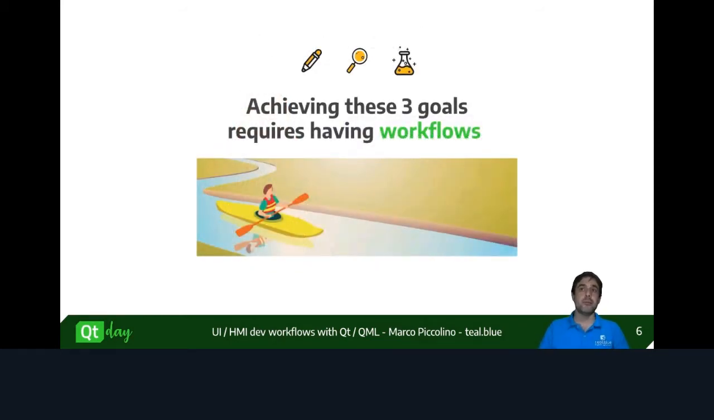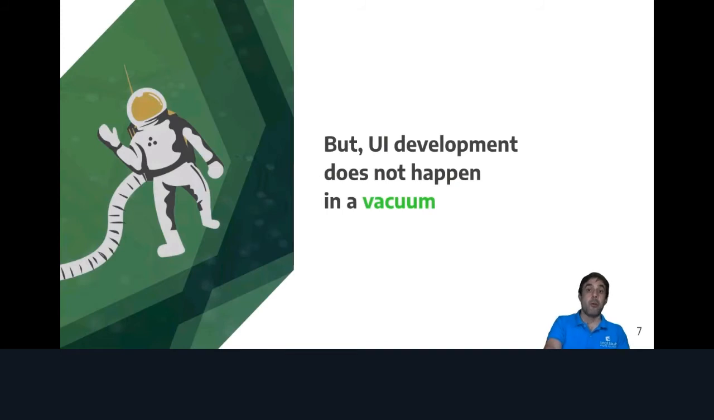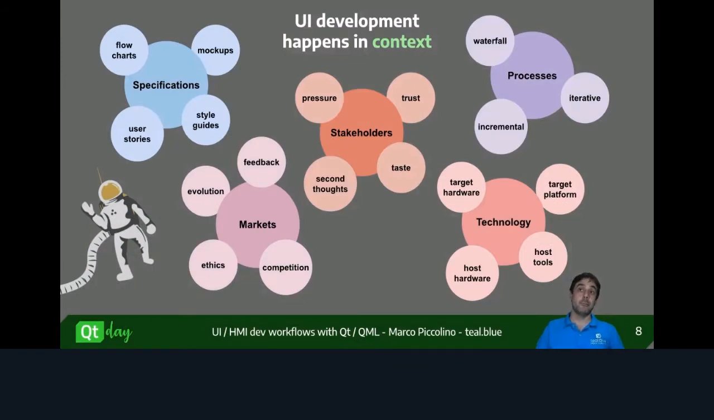So achieving these three goals requires having workflows. However, UI development does not happen in a vacuum. We as developers have context. The context shows itself in many ways. Here I am showing you just a few contexts that I identified. You might come up with more. We start with specifications. Specifications can come in the form of flowcharts, mockups, user stories, style guides, and then processes like waterfall, iterative, incremental. That depends a lot on how our organization is set up.